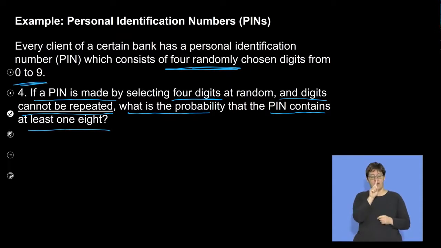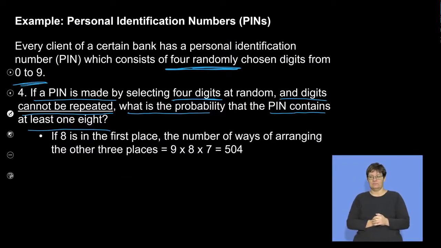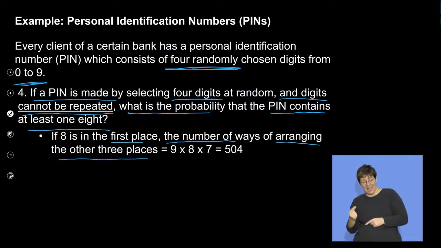So we cannot repeat the digits. Okay, let's see. If 8 is in the first place, then the number of ways of arranging the other 3 digits will be 9 times 8 times 7. Because if 8 is in the first place, it's only 1, so I didn't include that 1. So it's 1 times 9 times 8 times 7, because we cannot repeat the digits.